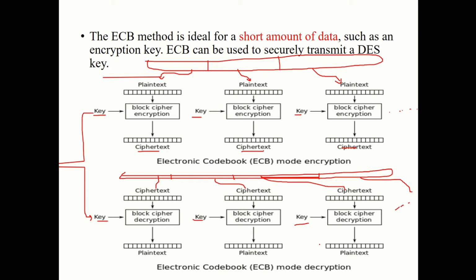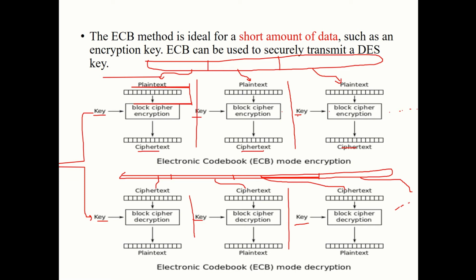You can see that these are separated, so there's no relationship between the blocks. Even in the decryption, there's no relationship between the blocks. So encryption of the first block is independent of the second block, but we use the same key for each block. It's a very simple and easy one.